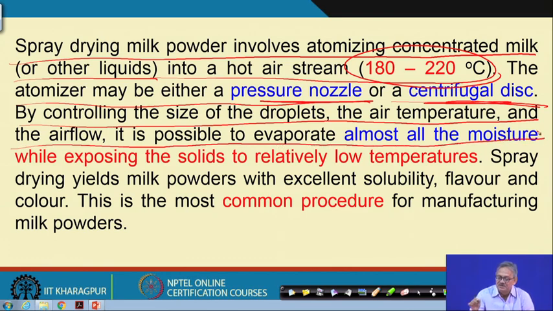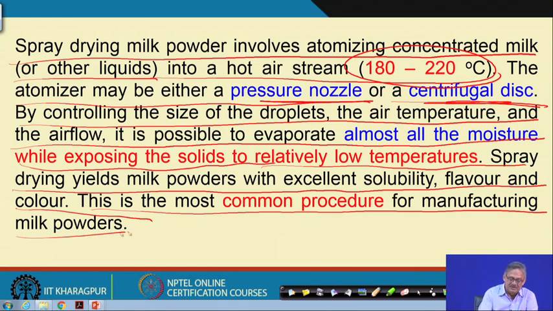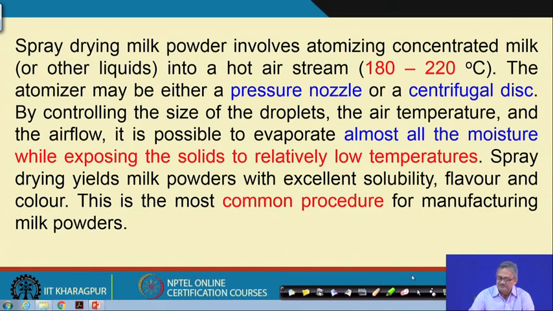By controlling the size of the droplets, the air temperature and the air flow, it is possible to evaporate almost all the moisture, right? While exposing the solids to relatively low temperatures. Spray drying yields milk powders with excellent solubility, flavor, color, etc. This is the most common procedure for manufacturing milk powders, right?